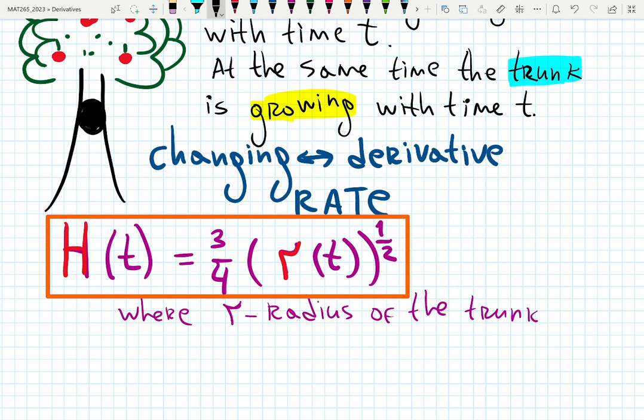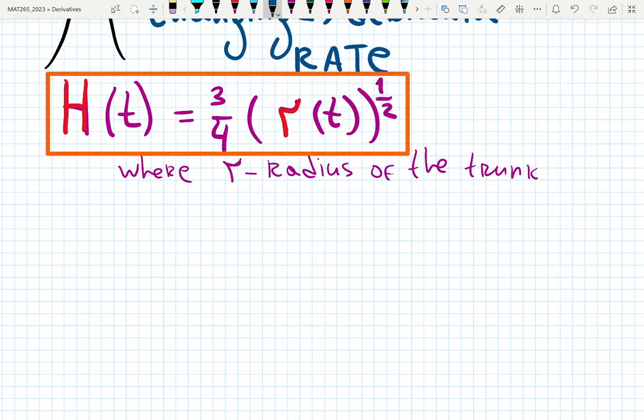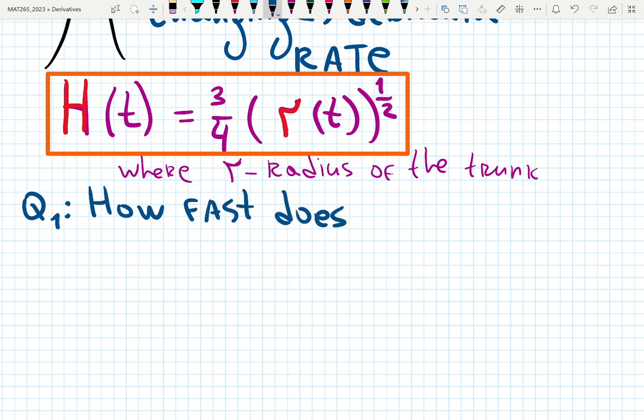Now questions. Question 1. Do I have questions here? No. Question 1, Q1. Well, let's find how fast does a tree grow. How fast does a tree grow?